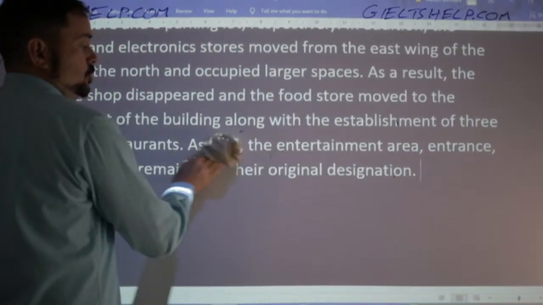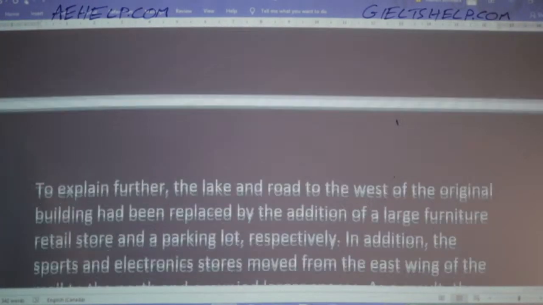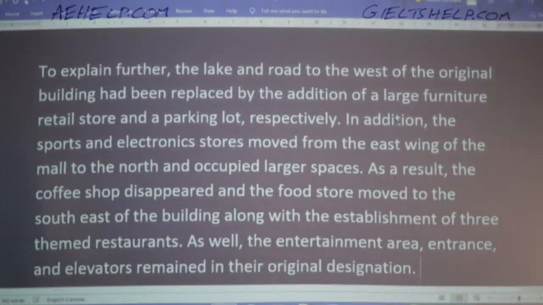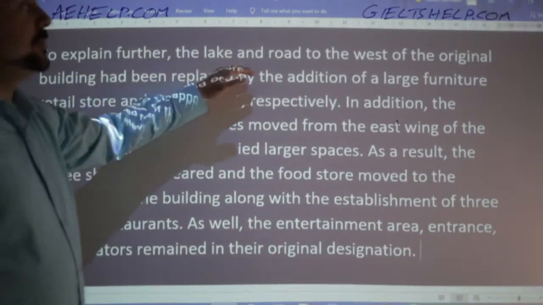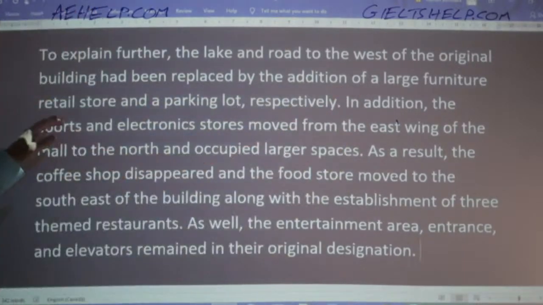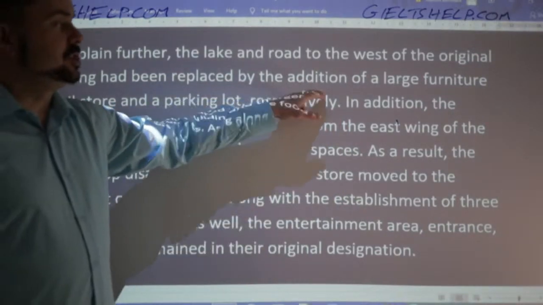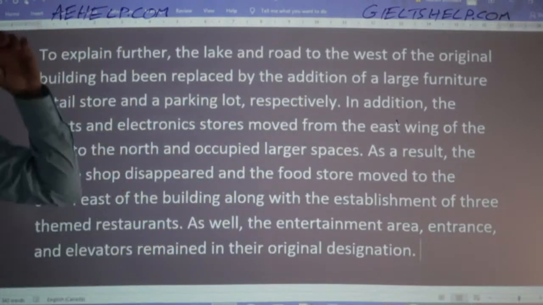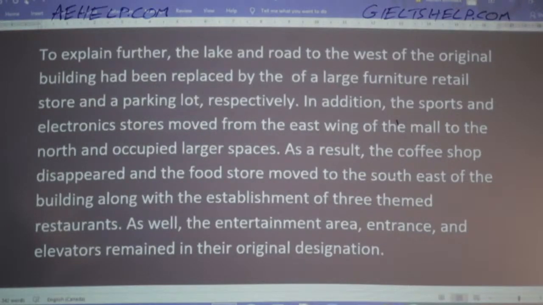It's a good idea to review paragraphs as you complete them. So as I complete the analyses, I want to read it again just to make sure that it makes sense. So to explain further, the lake and the road to the west of the original building had been replaced by the addition of a large furniture retail store and a parking lot, respectively. In addition, so here I have addition. I don't like that kind of word redundancy in my writing, especially if I'm going for a band 9. So I want to replace that. So instead of addition here for the first one, I'm going to write expansion.